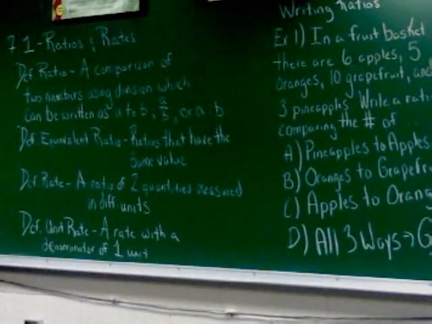Chapter 7, Section 1, Ratios and Rates. Four definitions. Definition of a ratio: a comparison of two numbers using division, which can be written as A to B, A over B, or A colon B.